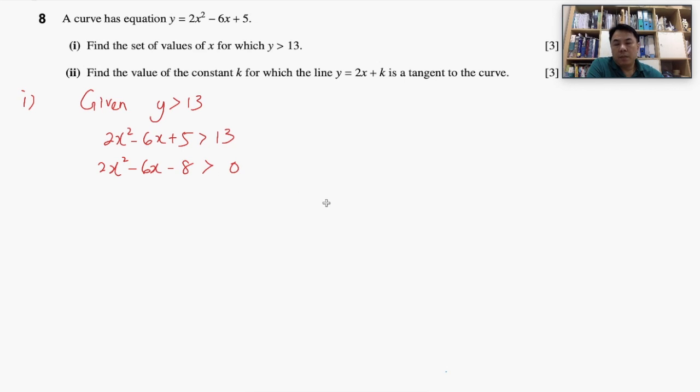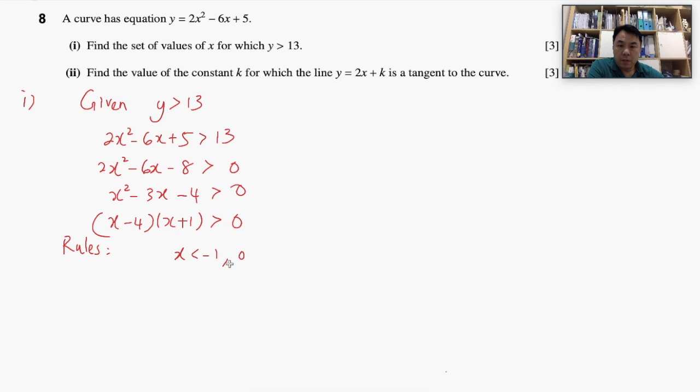So, yeah, correct. From here we have x squared minus 3x minus 4, so (x minus 4)(x plus 1) greater than 0. From here, by rules, you can memorize this without using the graph. We know specifically x is less than negative 1, or x is greater than 4.